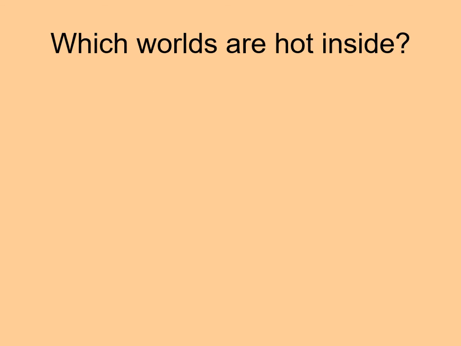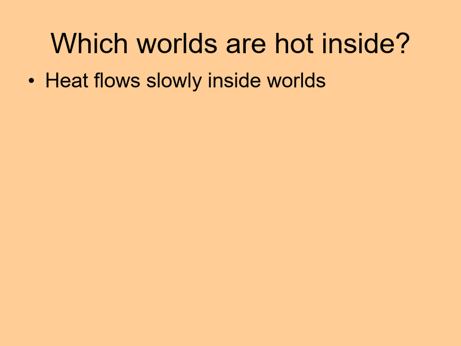Now let's see how size affects how heat flows out of a world. First off, it's important to realize that heat flows slowly inside worlds. It takes hundreds of millions to billions of years for heat to work its way from the deep interior to the surface of even a small planet like the Earth.